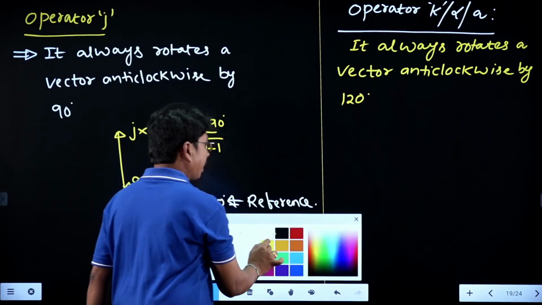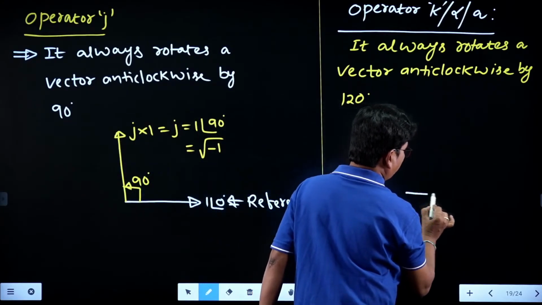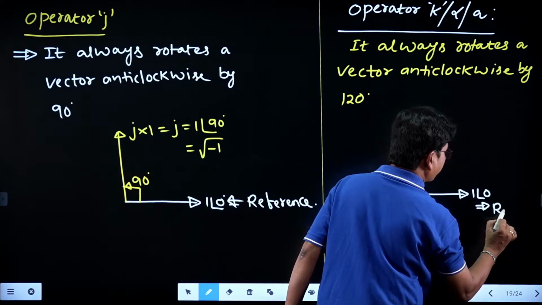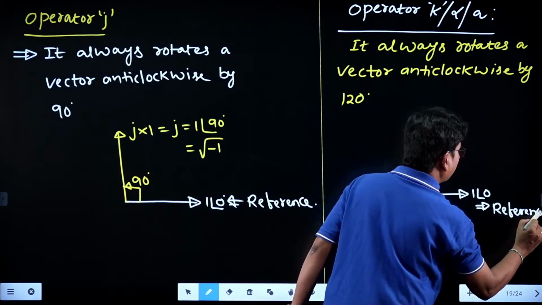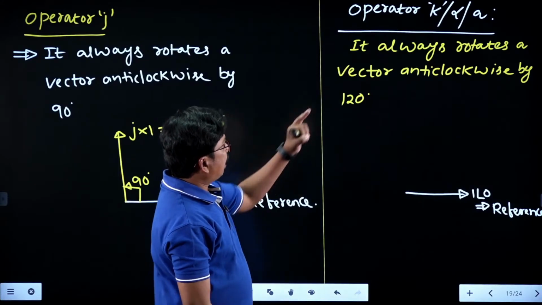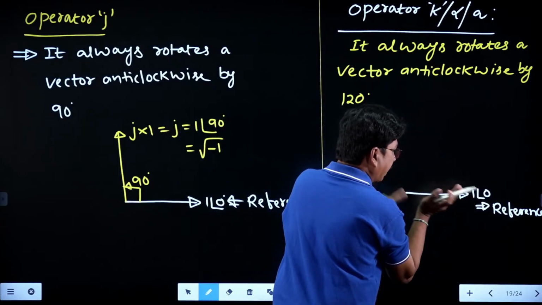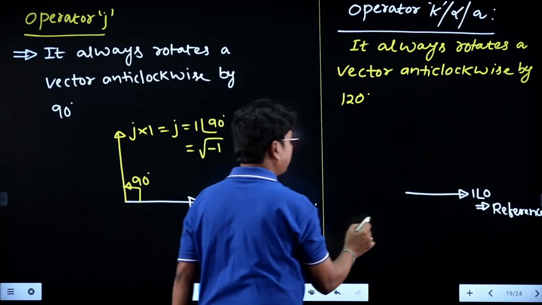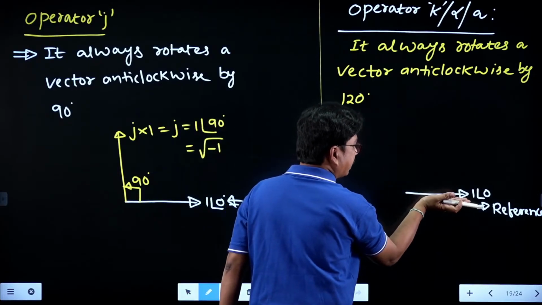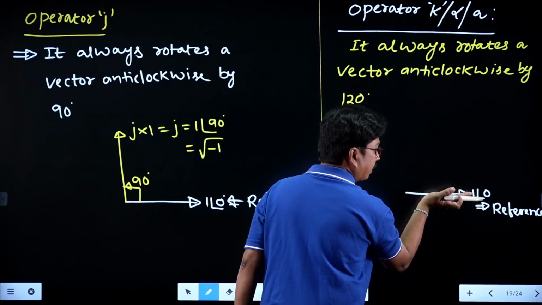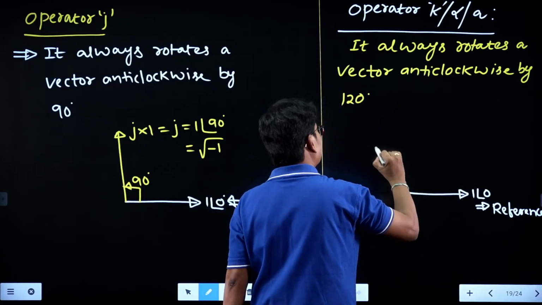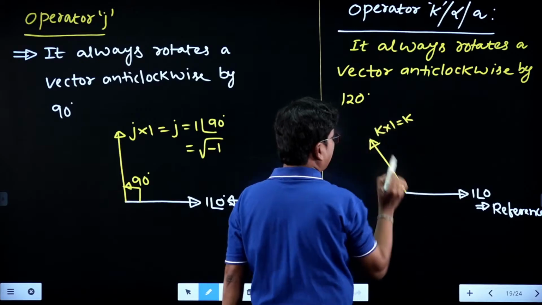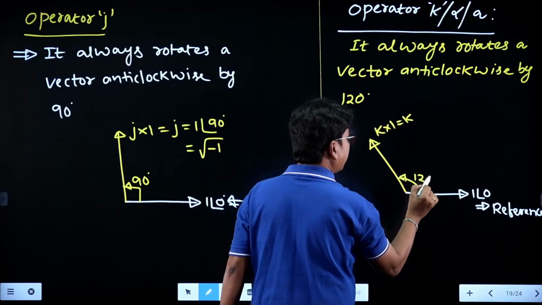Now, if you have a reference vector 1 at an angle of 0, whenever you multiply this 1 with K, it will be shifted anti-clockwise by 120 degrees. Whenever you multiply with J, it is shifted by 90, but whenever you multiply with K, it is shifted by 120 in the anti-clockwise direction. So this will be K into 1, which is nothing but K. What is the angle shift? 120 degrees.